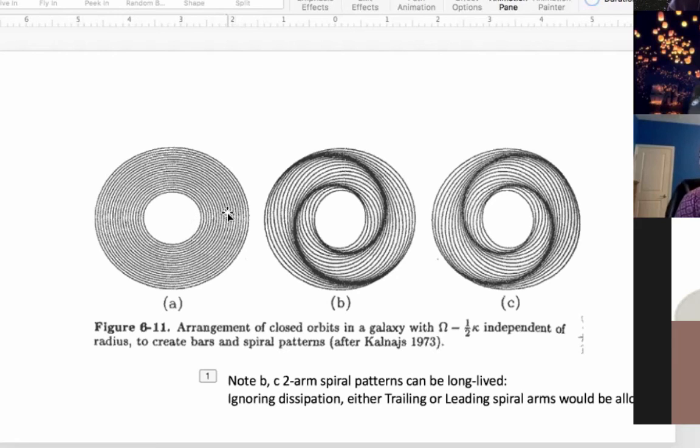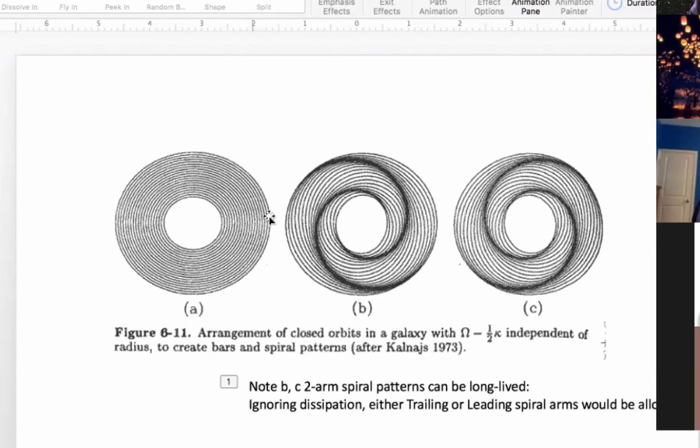This pattern could last a long time. It's just that the bar would drift with respect to the motions of the actual stars. The actual stars won't stay together, but the pattern persists. And it's really beautifully shown here where we have a bunch of stars on ellipses. Remember, an ellipse is when you complete 2 epicycles, 2 radial oscillations for every 1 orbital oscillation.